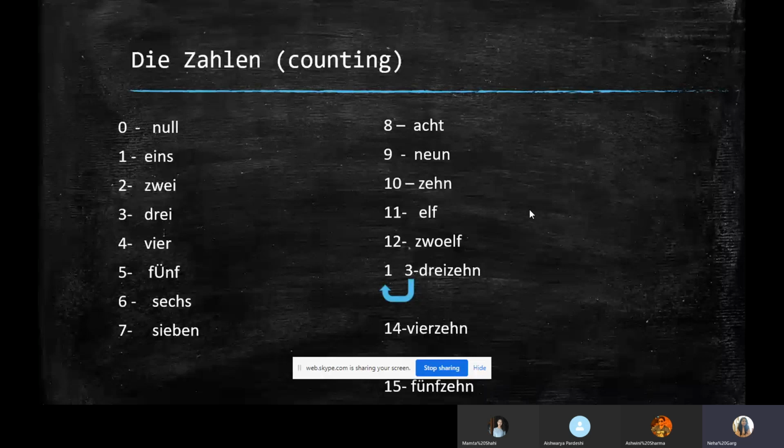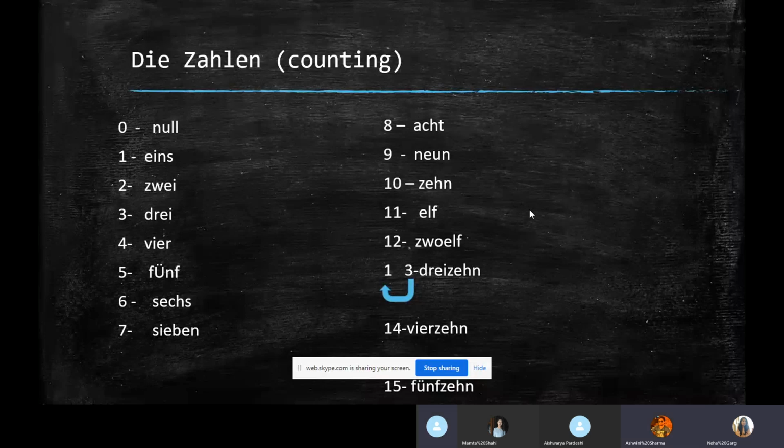Drei. Vier. V has an F sound, like we've just learned. Vier, "feer". Fünf. Sechs. S has a Z sound, so it's "zeks". Sechs. Sieben. Acht. Neun.